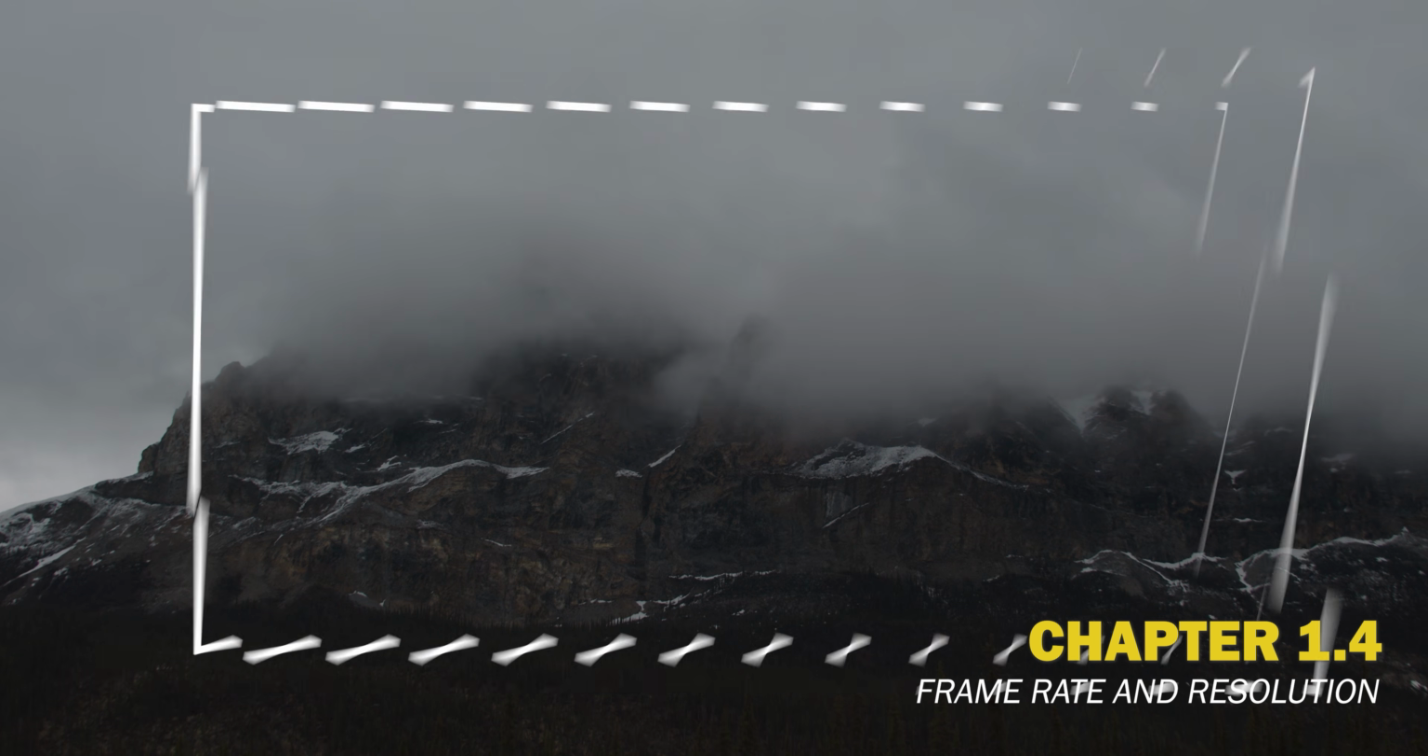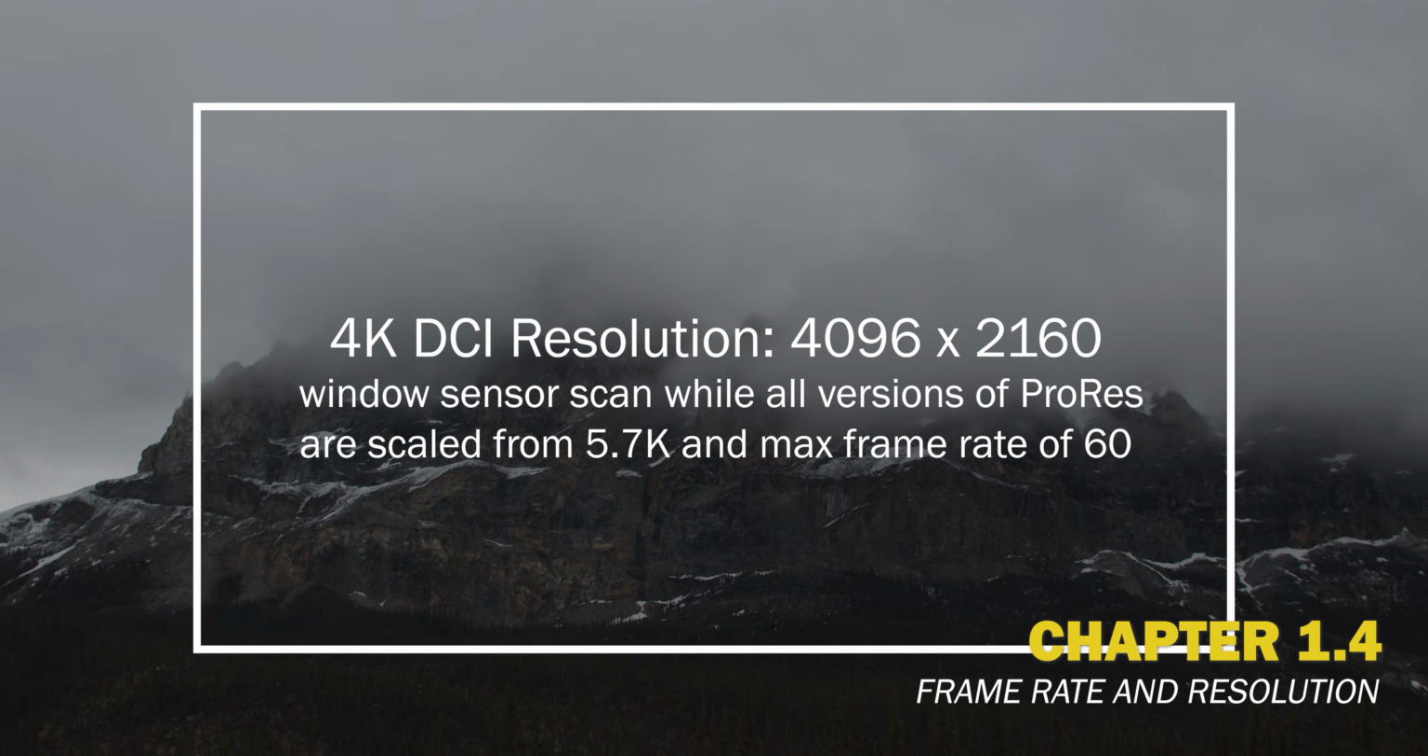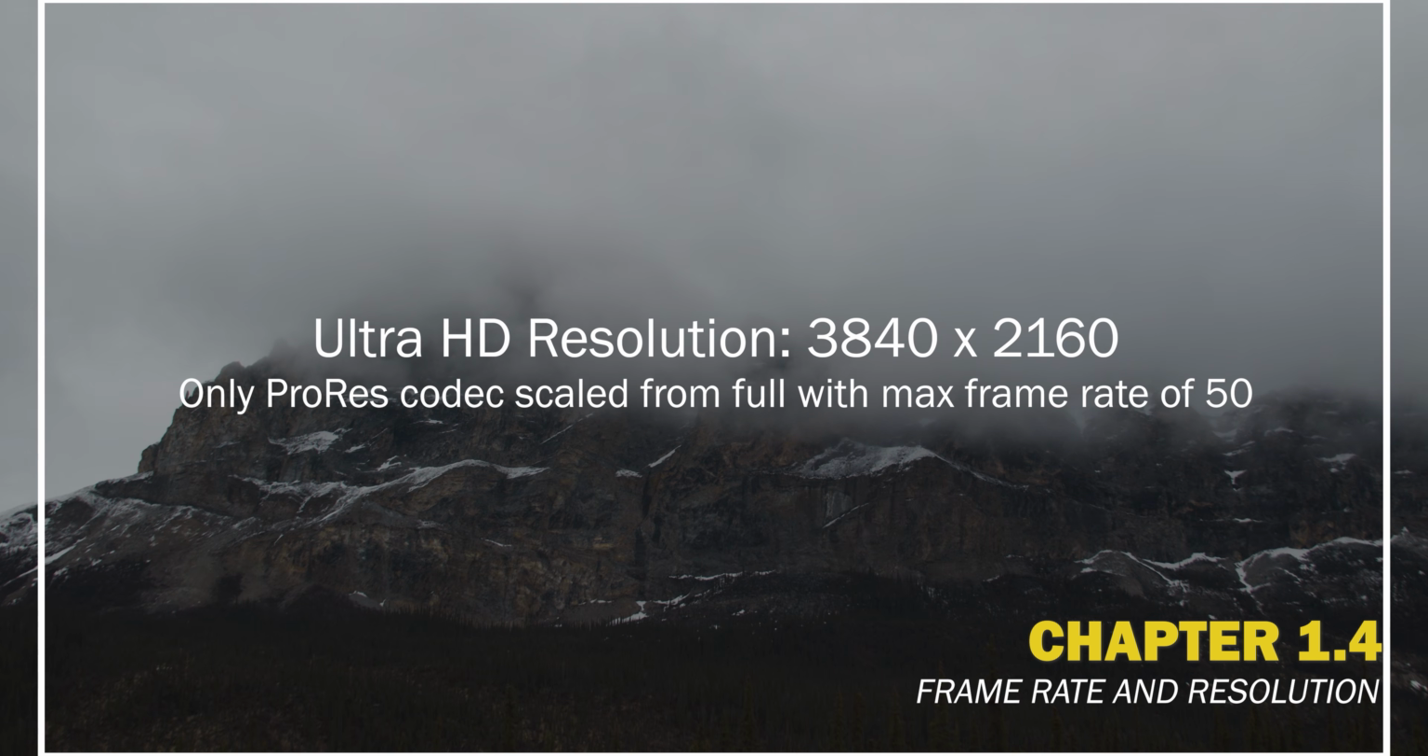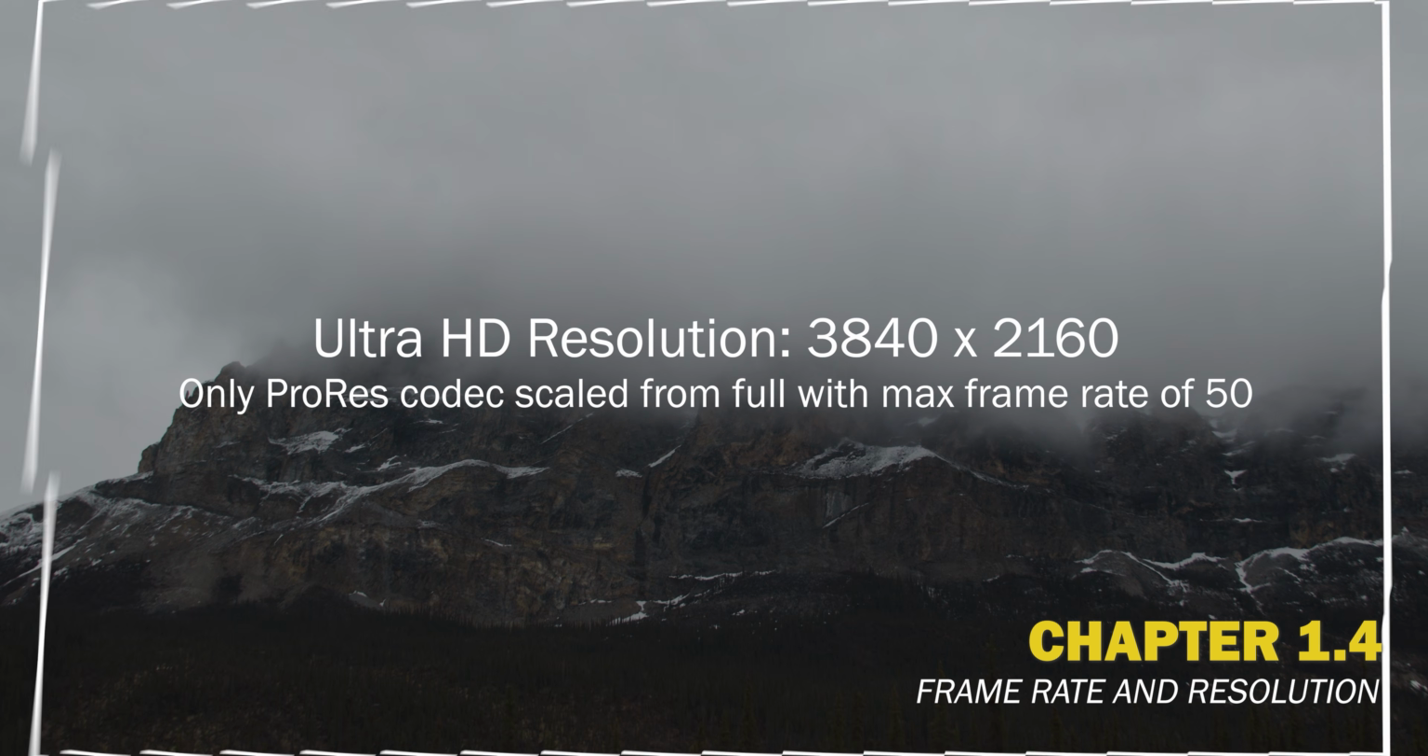4K DCI has a resolution of 4096 by 2160, and this can be used on all codecs: Blackmagic RAW, ProRes 422, ProRes 422 HQ, LT, and Proxy, and has a max frame rate of 60 frames per second. Blackmagic RAW does window sensor scans, while all versions of the ProRes are scaled from 5.7K. Ultra HD has a resolution of 3840 by 2160. The only codec used here is ProRes, which can either be scaled from full with a max frame rate of 50 frames per second, or scaled from 5.7K with a max frame rate of 60 frames per second.